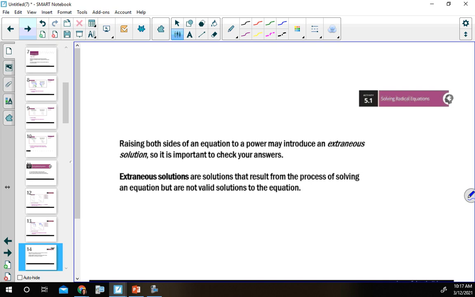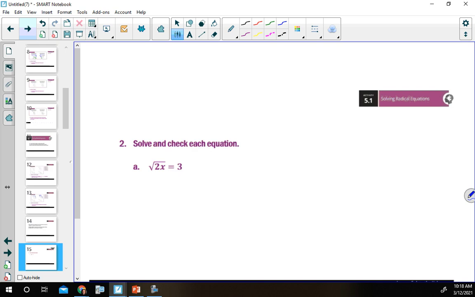So raising both sides of an equation to a power may introduce an extraneous solution. So it is important to check your answers. Extraneous solutions are solutions that result from the process of solving an equation, but are not valid solutions to the equation, which means when I plug them in, they won't work. Okay. So my first one.